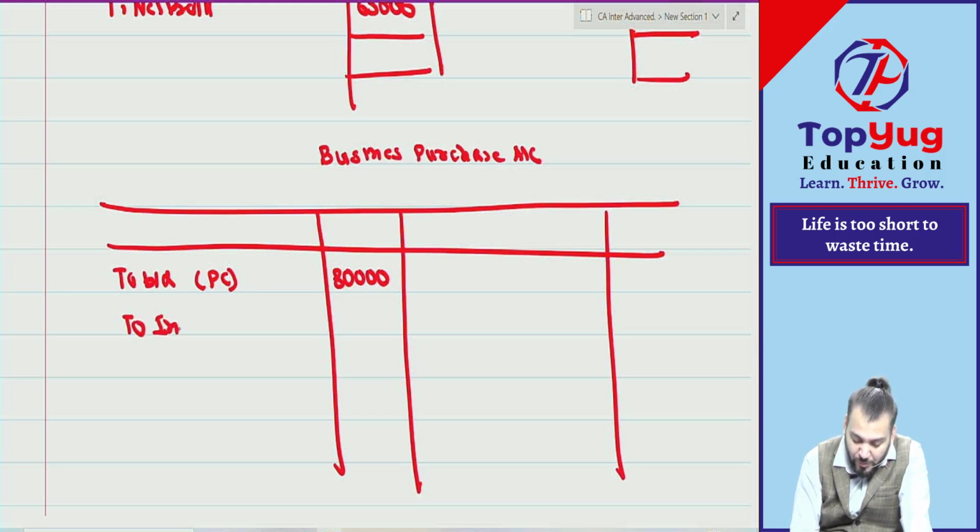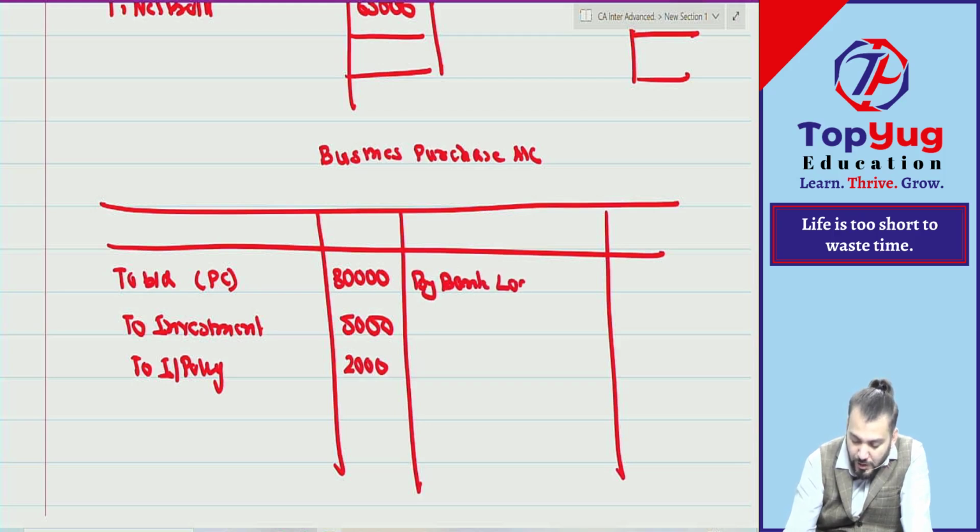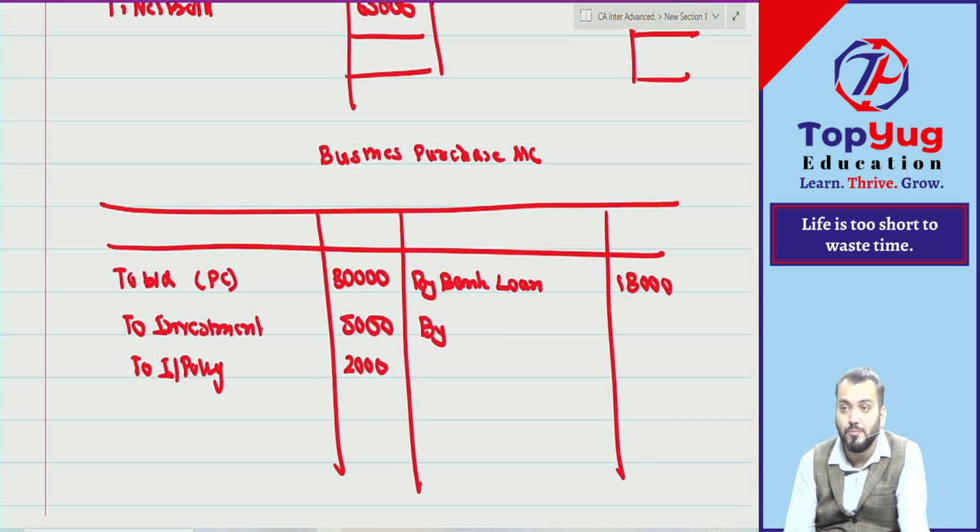To investment, how much? To investment, can you say automatically it will be removed? Insurance policy, how much? 2,000. It will be automatically removed. By bank loan, how much? It will be automatically removed. 18,000. Then can you say the capital account should also be removed?